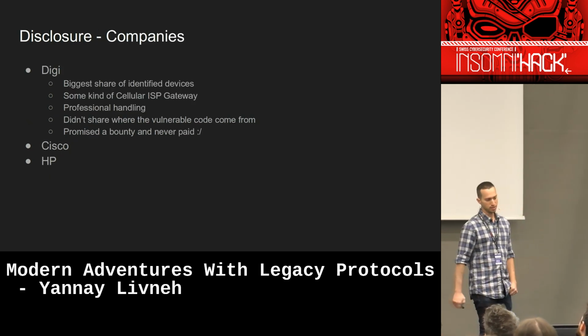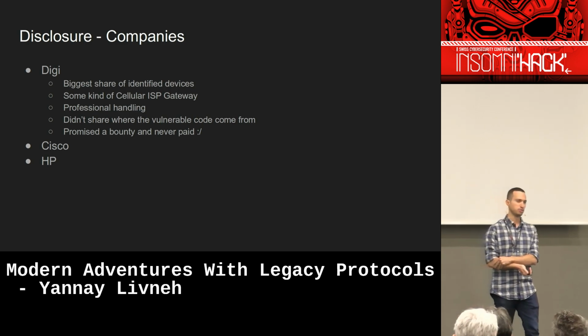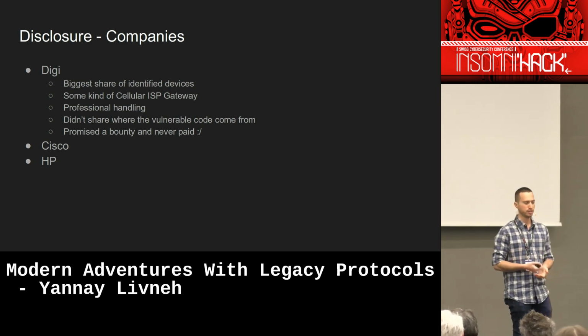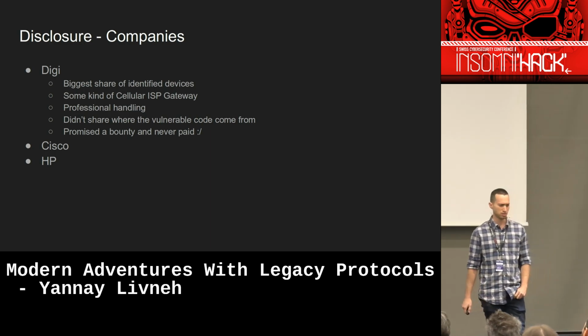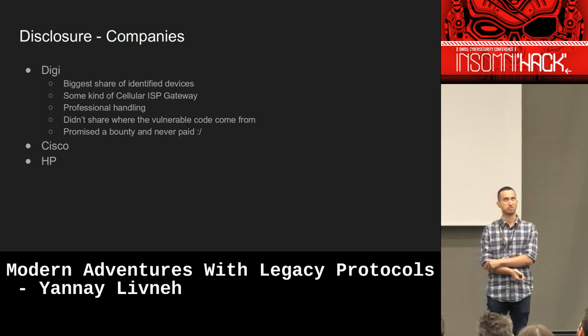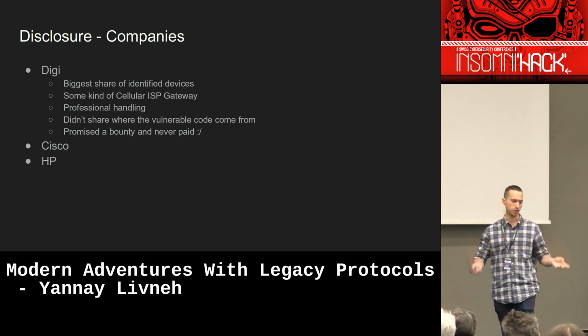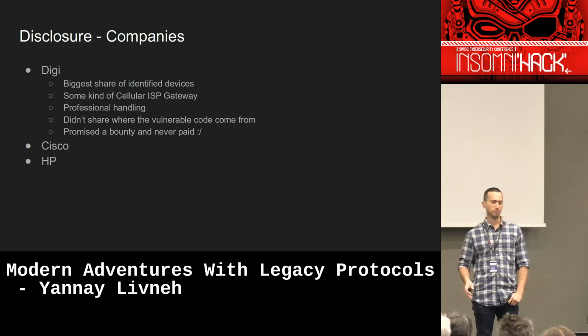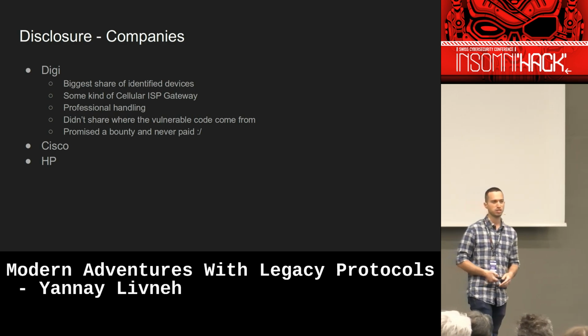So I started with Digi, because they have the biggest share of vulnerable machines that I found and could identify. I think they had 10,000 or so machines. They're doing some kind of cellular ISP or something like that. Maybe it's not 10,000, maybe it's 1,000. I don't know, I'm messing up the numbers, but they had the biggest share. Okay, and they were very professional in letting me test the vulnerability on a default configuration and talk to me.